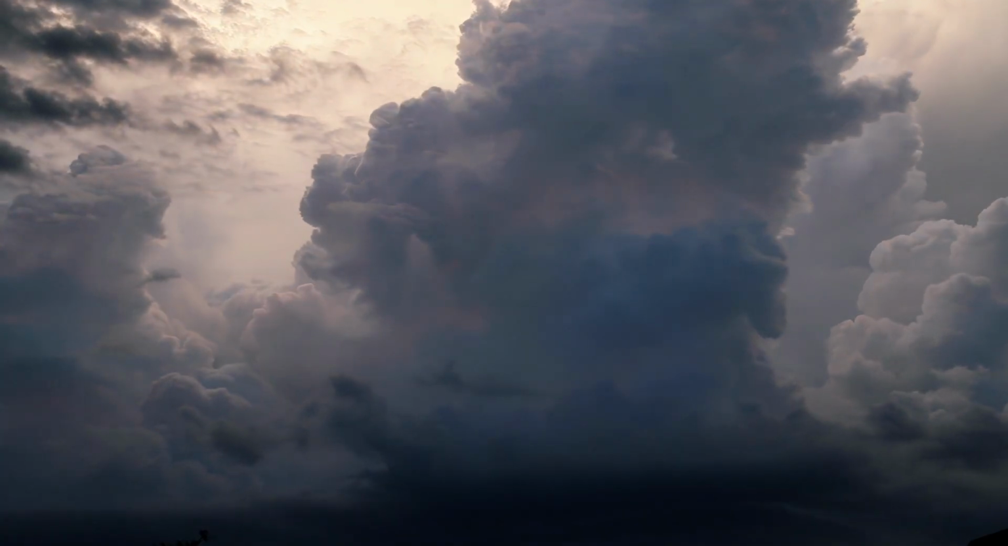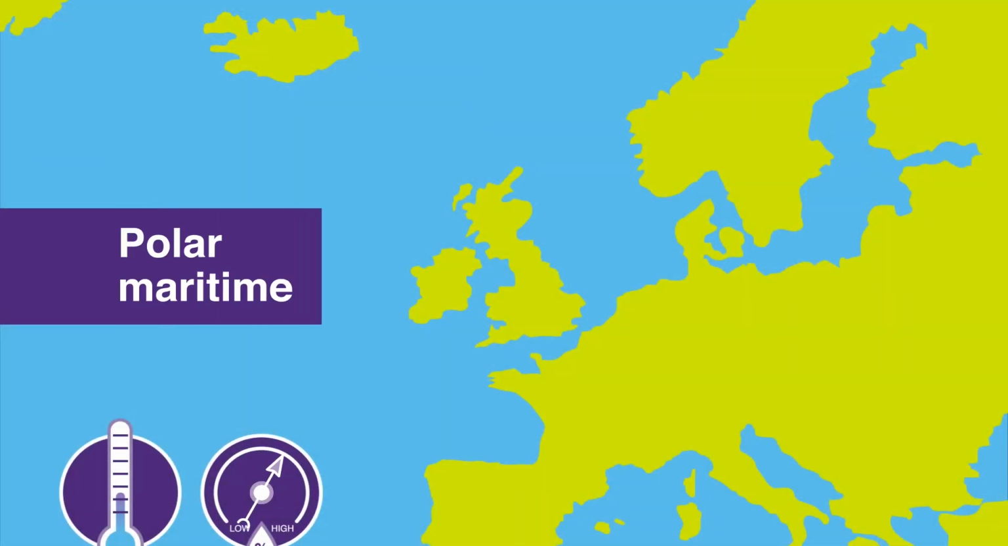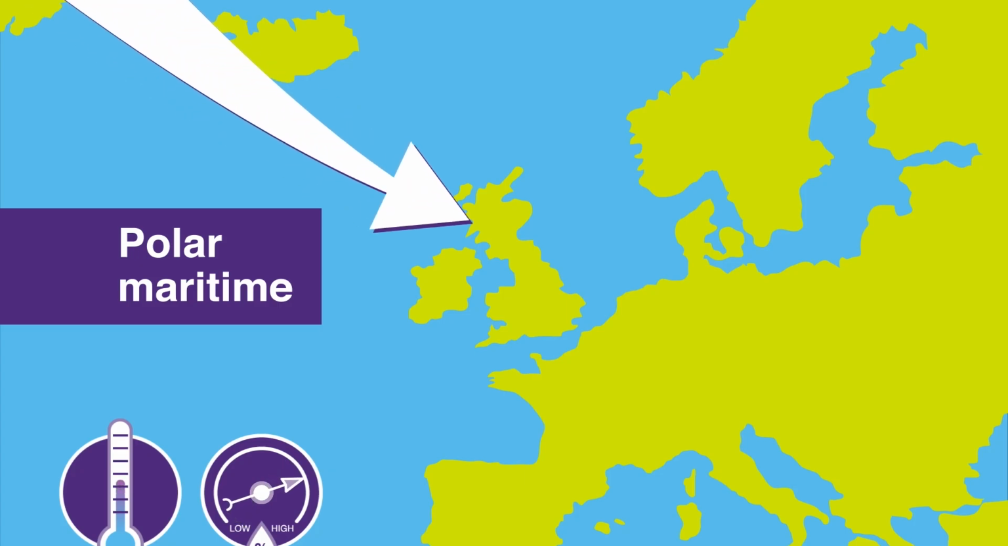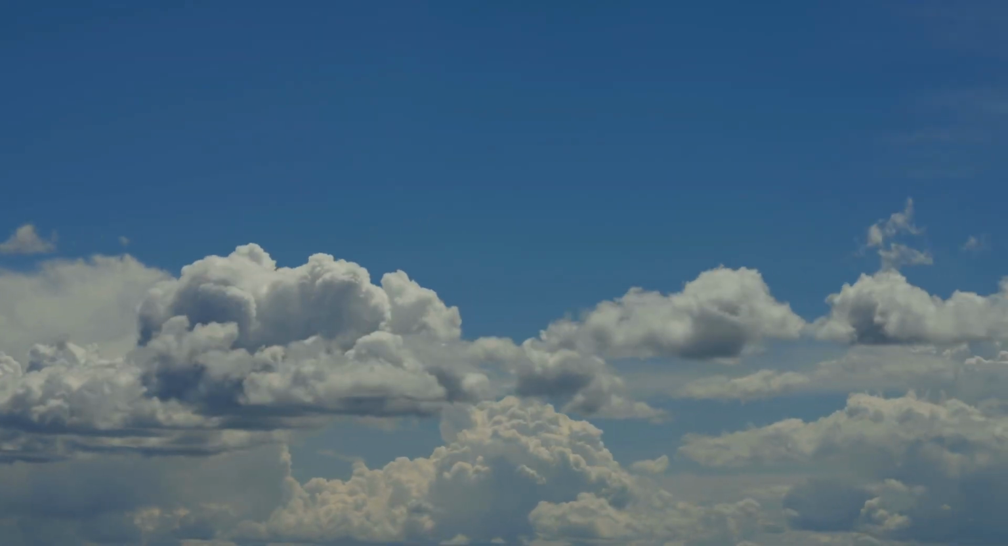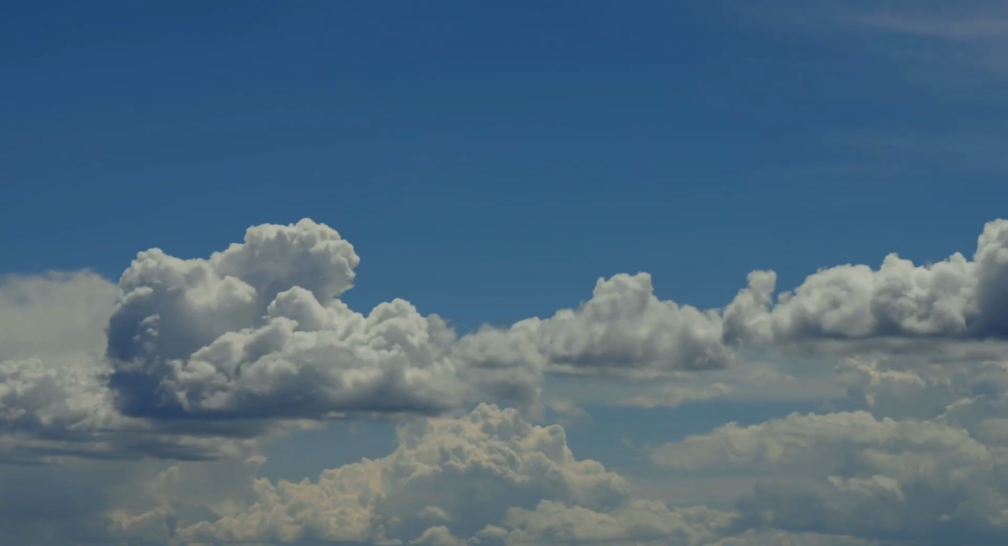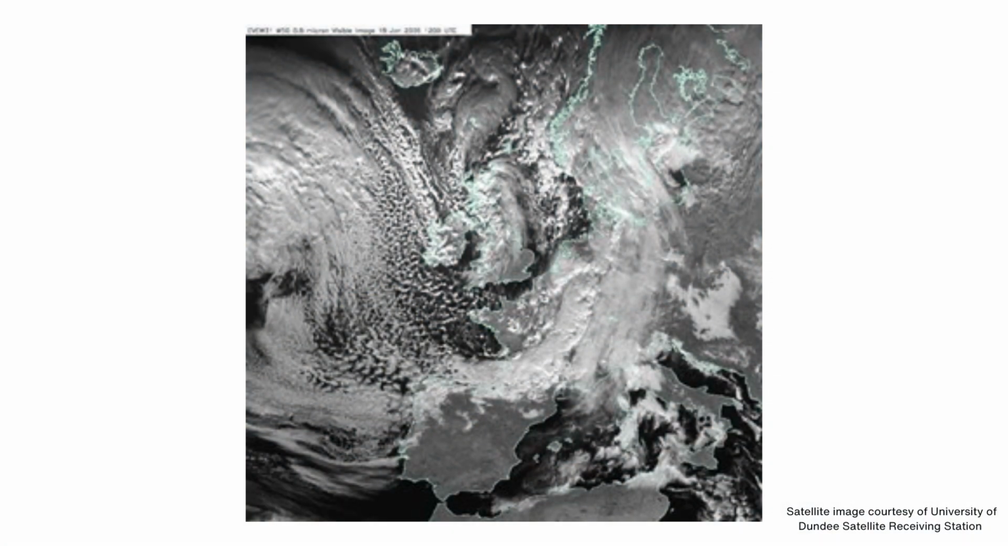Then, if air of polar origin is travelling south, getting progressively warmed as it travels over increasingly warm land and sea as it goes further south, the air will eventually start rising, giving rise to puffy cumulus clouds. Again, this is convectional rainfall. This satellite image from the North Atlantic in winter clearly shows the puffy cumulus clouds typical for polar maritime air.